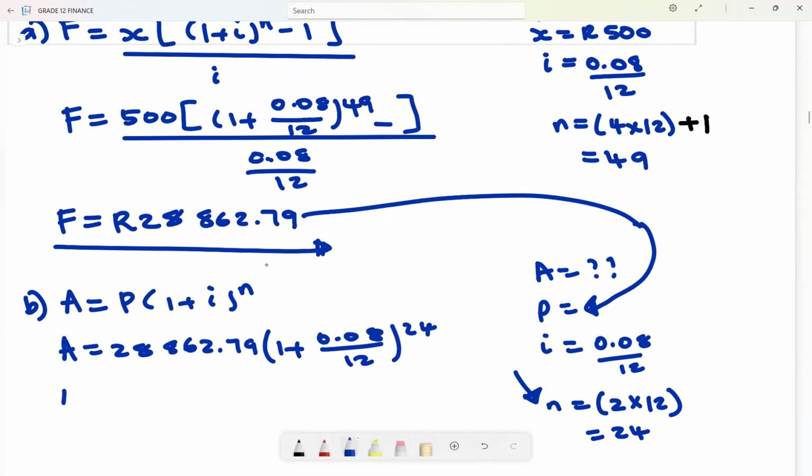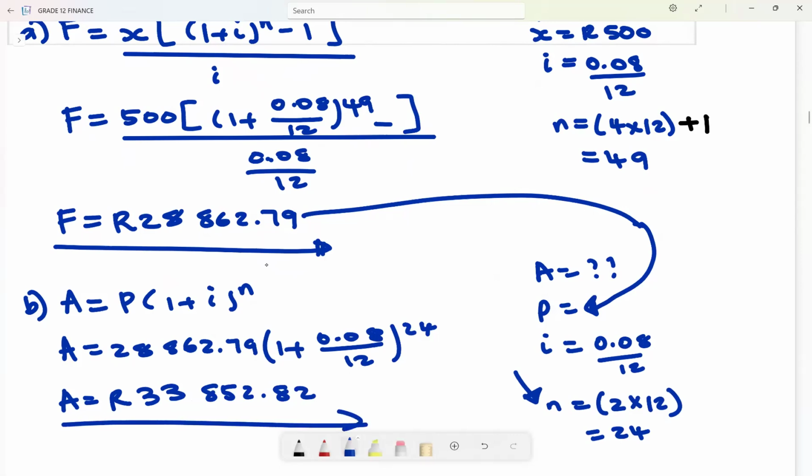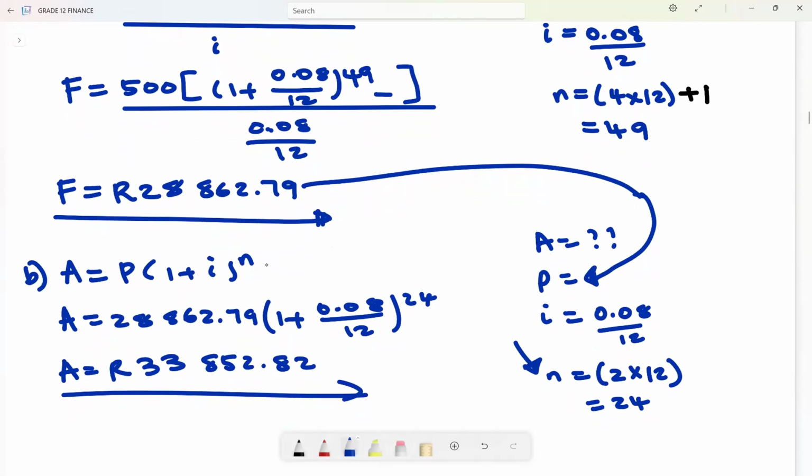And then I can calculate that amount to be how much? 1 plus 0.08 divided by 12 to the power of 24. Then Mokgeseng at the end of those postgraduate studies will have 33,852.82. This is the amount that Mokgeseng will have at the end of that 2 years.